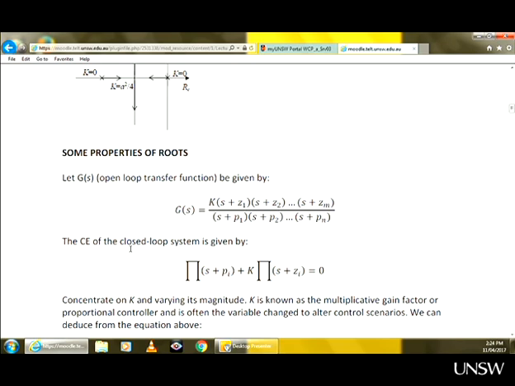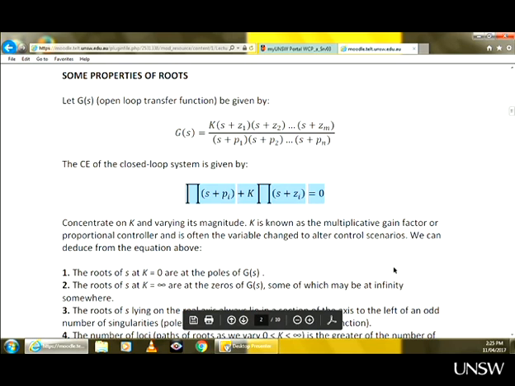characteristic polynomial, not the whole transfer function, but the denominator of closed loop, will be equal to the sum of the old denominator and the old numerator, which is here. So the characteristic equation is the sum of the denominator and the numerator, and that sum equals 0.